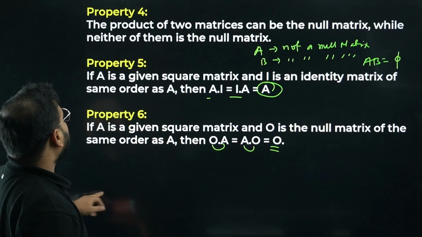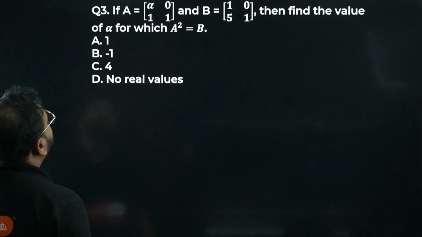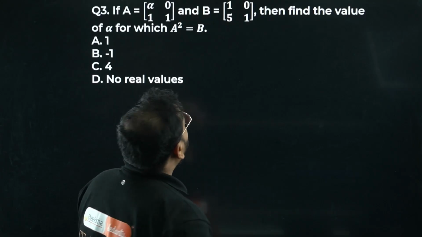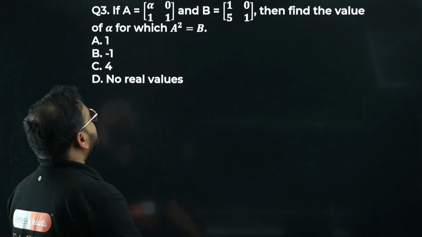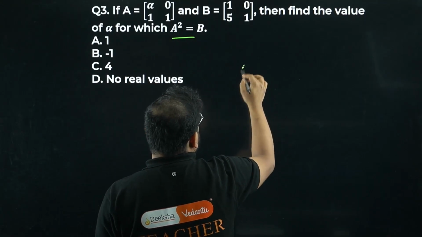Okay. Now we have question number 3. Let's quickly solve it. A is this, B is this. Then find the value of alpha for which this is true. So we have to find A square. Let's do that. Let's find A square.